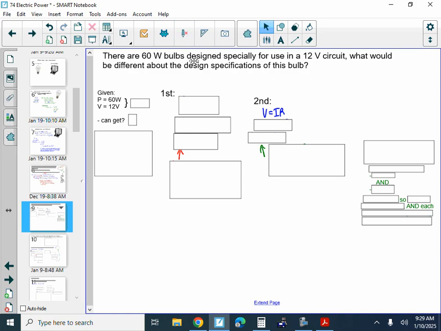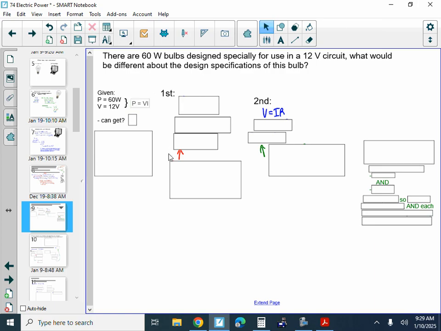So there are 60-watt bulbs you can buy that are designed to be used in a 12-volt circuit. So what would be different about that bulb? It would say 60 watts on it, but it would say 12 volts, hopefully in bold letters or something to let you know that it's different. Another clue that it'd be a different type of bulb is it's probably like 10 times the price of the regular bulb for household use. So obviously they sell fewer of them, right? So economies of scale: you have to charge more for something you don't sell much of in order to make it worthwhile to make it.